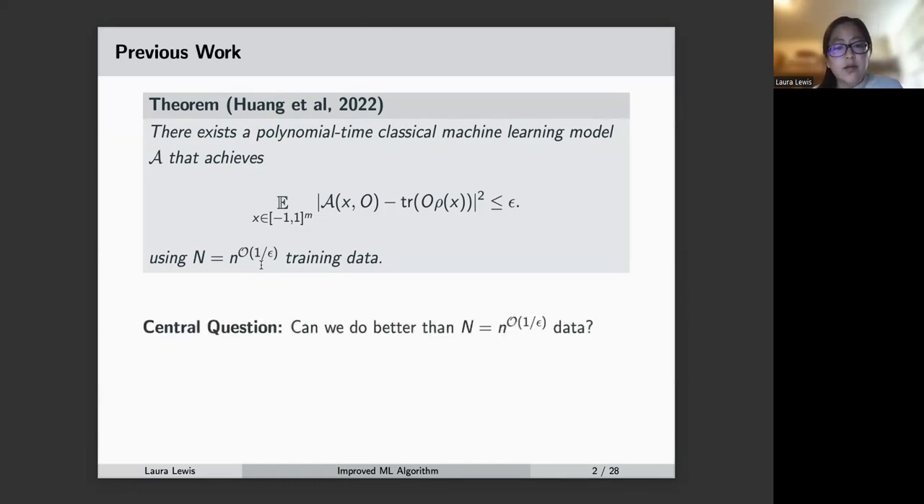However, one thing that you might notice is that for a very small fixed epsilon, which is what we want our prediction error to be, very small, then this amount of training data, this n to the order 1 over epsilon, is a really, really big polynomial. So the central question of this work is then, can we do better than this n to the order 1 over epsilon amount of scaling? Even though this is theoretically efficient for a fixed epsilon, it's only polynomial, so is there something that we can do better so that we can get an actual advantage in practice?